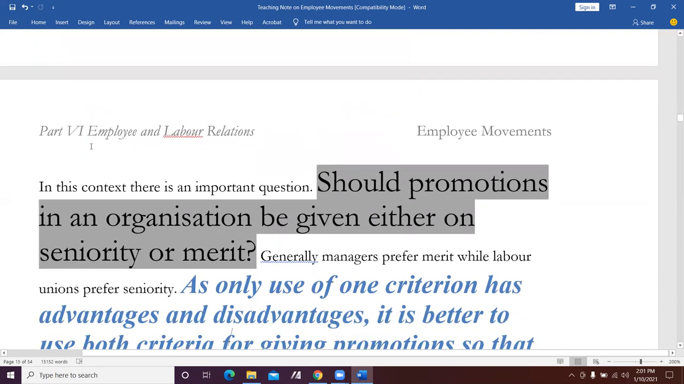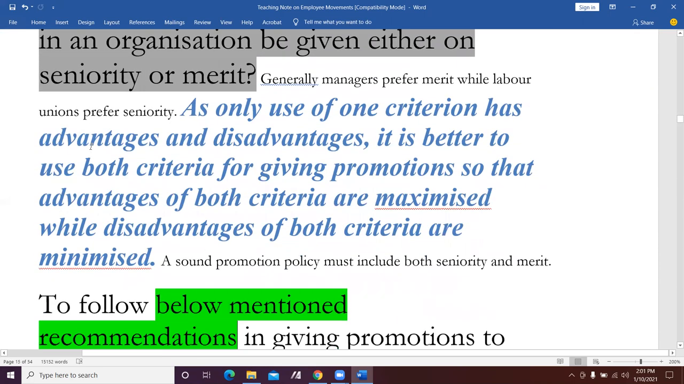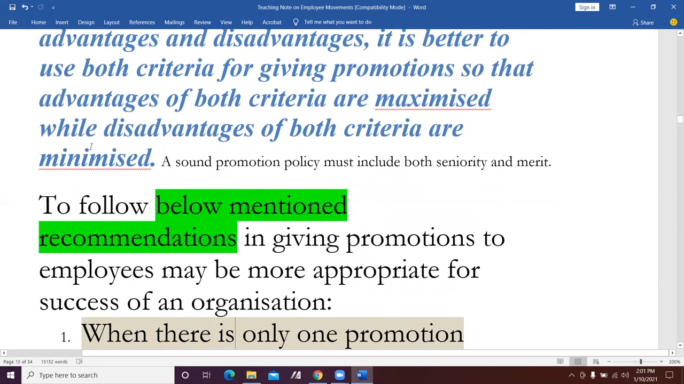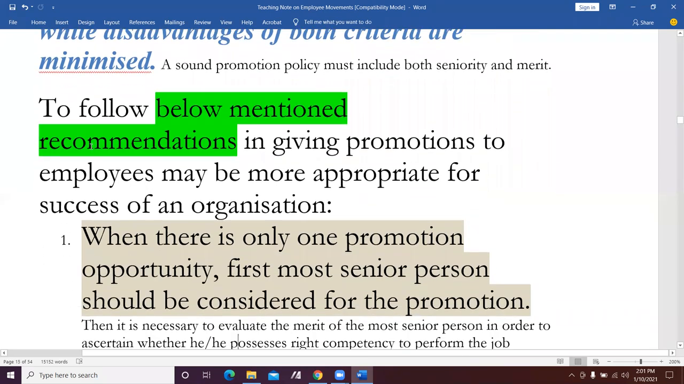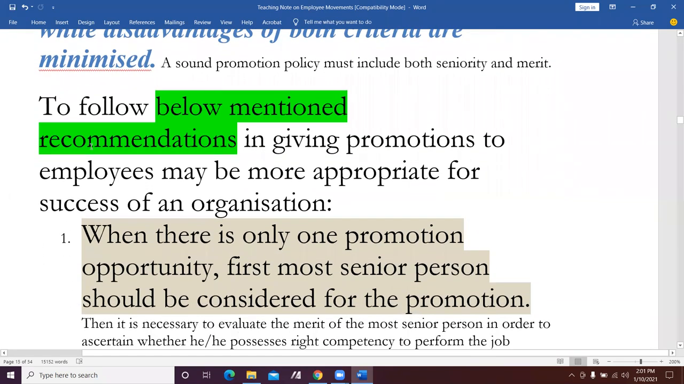Okay, then, right. Then this is one policy, a sound policy I can present. The below mentioned recommendations in giving promotions. When there is only one promotion opportunity, first, the most senior person we have to consider. Then we have to evaluate the merit of that person. If we are sure that the employee will be able to perform the duties of the job successfully, then we can promote that most senior person.